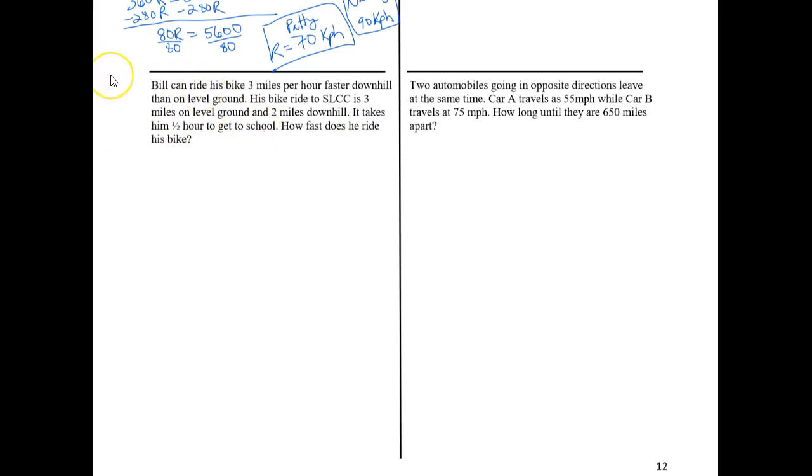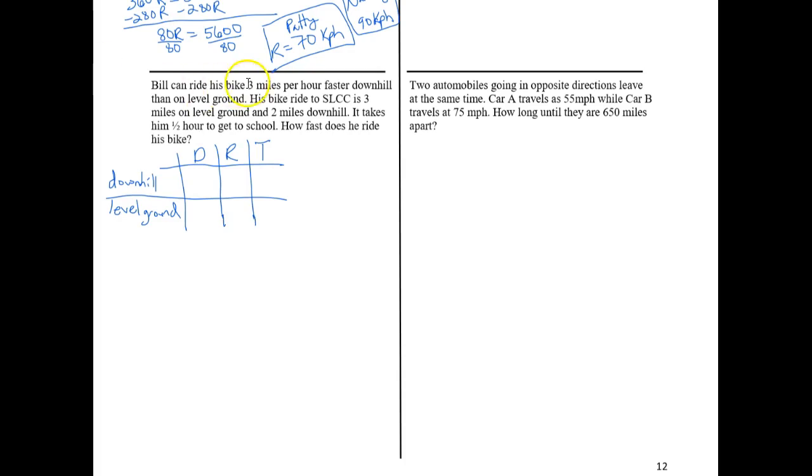We're going to make a chart about his downhill experience and his experience on level ground. Distance equals rate times time. And now we've got our chart, and we fill in what we know.